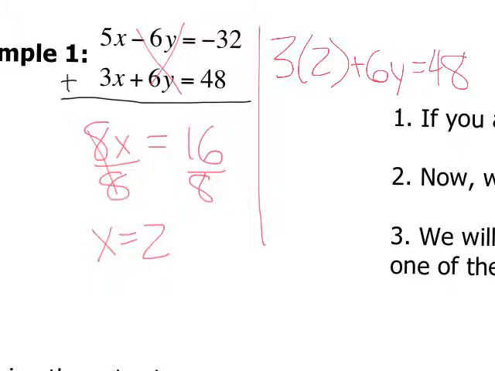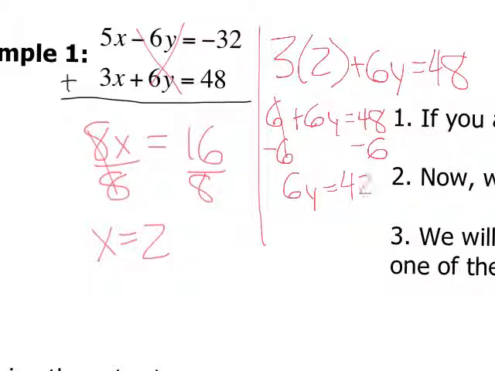So this is just the same way that we did the second half of substitution. So 3 times 2, and please don't do 32, right? It's not 32, it's 3 times 2. So that's 6 plus 6y equals 48. Opposite operation to keep it balanced. 6y equals 42. Divide by 6, and y is 7. So what is my answer? 2, 7. Ordered pair. (2, 7).